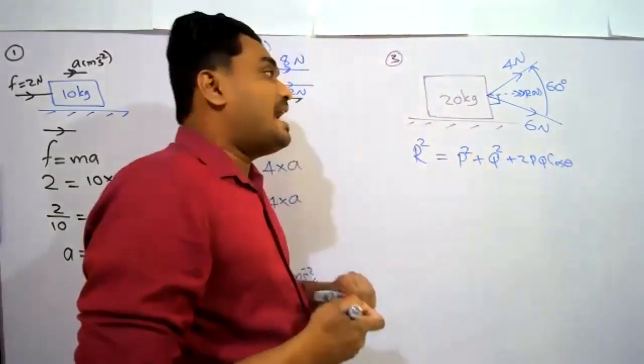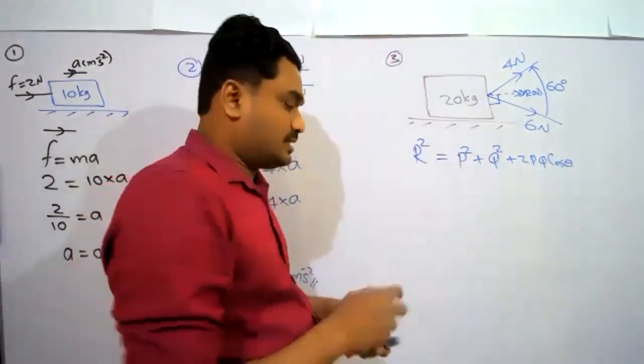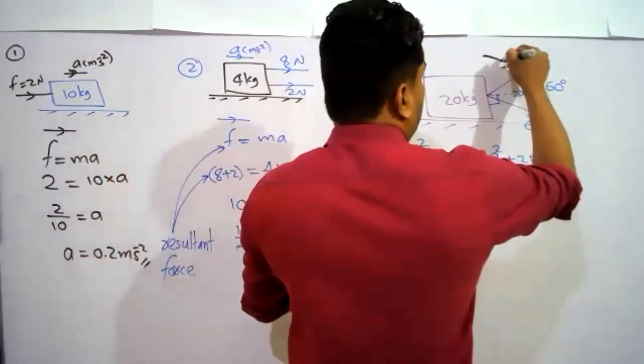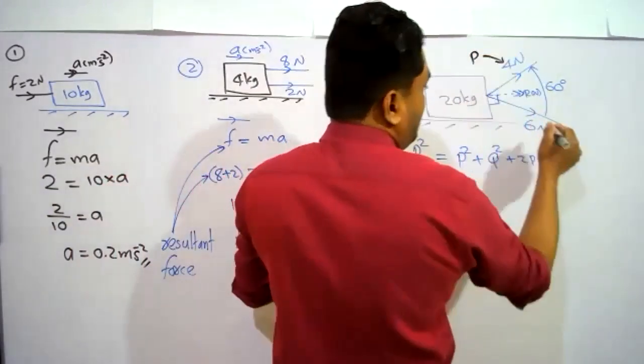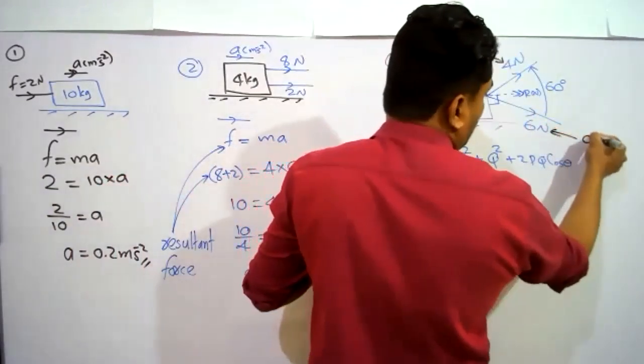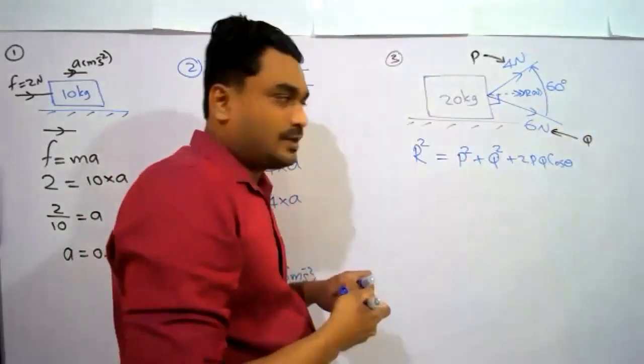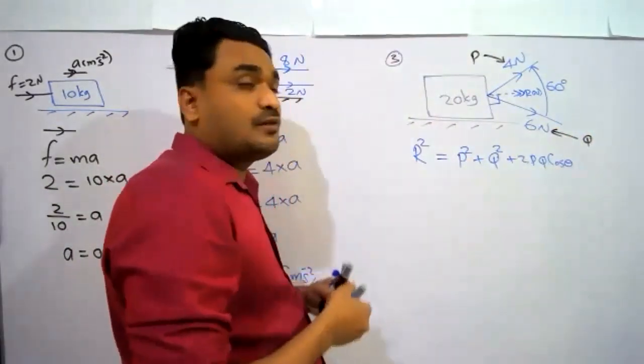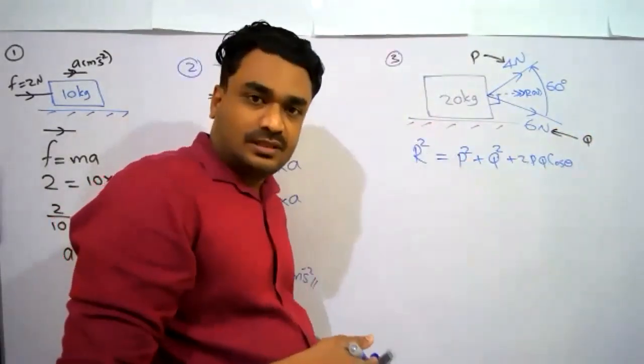So we have to select P and Q forces. Let me take 4 Newton as P and 6 Newton as Q. You can select as you wish. Right? So first of all, we should find the resultant force.